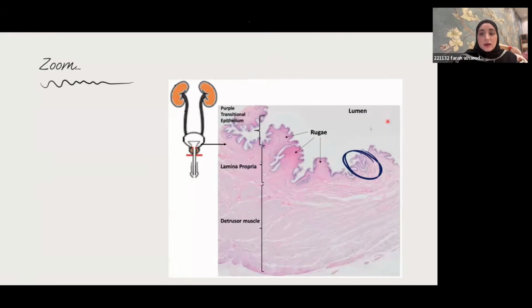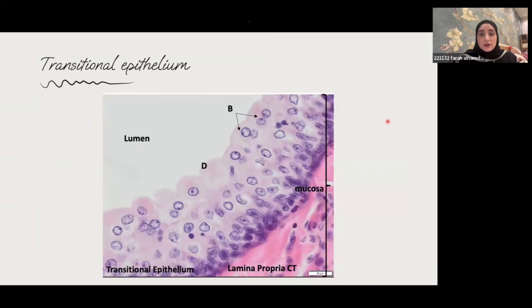Let's zoom into the rugae here. This is the transitional epithelium. I told you there are two nuclei, it's binucleated, which is pretty cool. And they're dome-shaped. So basically there's low urine volume right now.